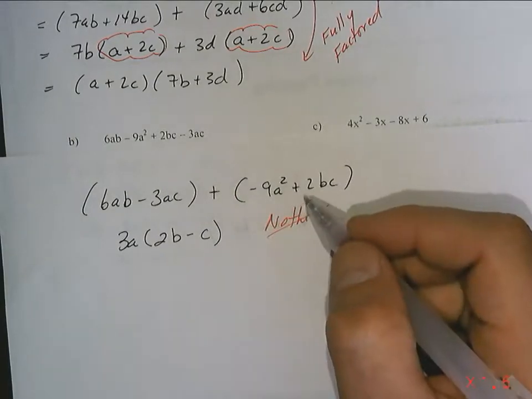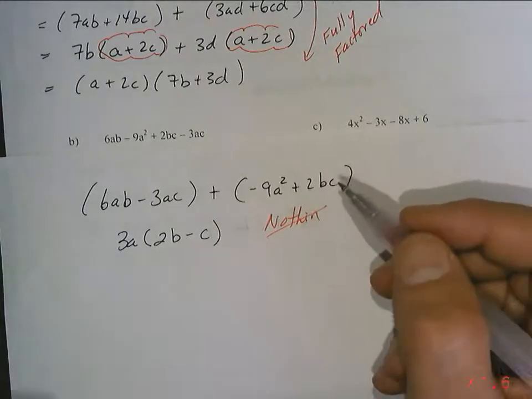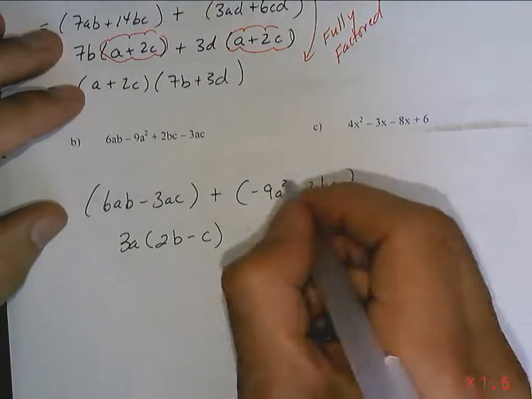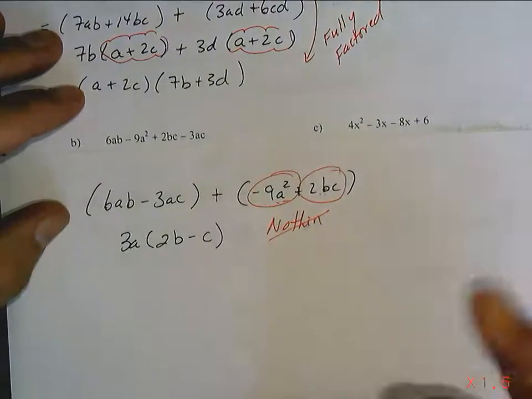So even though you're allowed to group any way you want, there's better ways to group and worse ways to group. So you want to make sure that when you're grouping, your terms have something that can common factor out. Okay, and these don't, so that's a bad group.